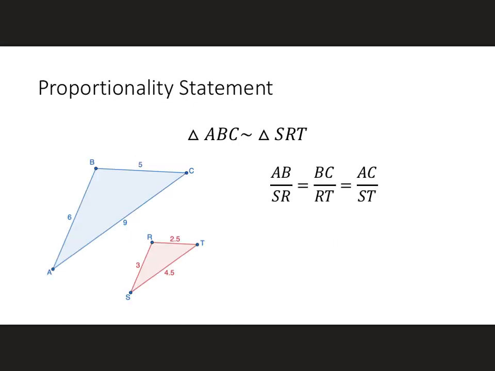Here we have our proportionality statement, but we also have a diagram that contains information about the lengths of sides in the two similar triangles. We can substitute into the proportionality statement the information from the diagram to determine the scale factor between the two triangles. We know from looking at the diagram the length AB is 6, and the length SR is 3. We also know that the length BC is 5, and RT is 2.5. And finally, we know that AC is 9, and ST is 4.5.